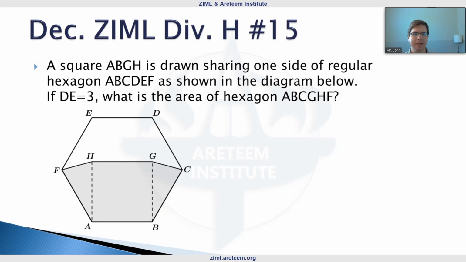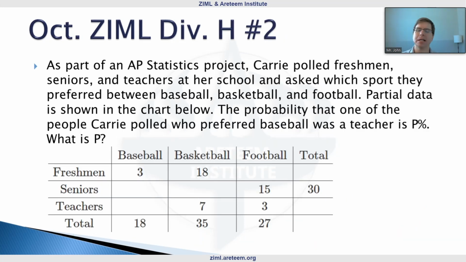Moving on then. Here we have an example of combinatorics. Combinatorics, remember, is some statistics, some probability, maybe some counting as well. Here we have a statistics and probability question. As part of her AP Stats project, Carrie polled freshmen, seniors, and teachers, the 3 categories in our rows, and asked which sport they preferred between baseball, basketball, and football, our 3 columns.